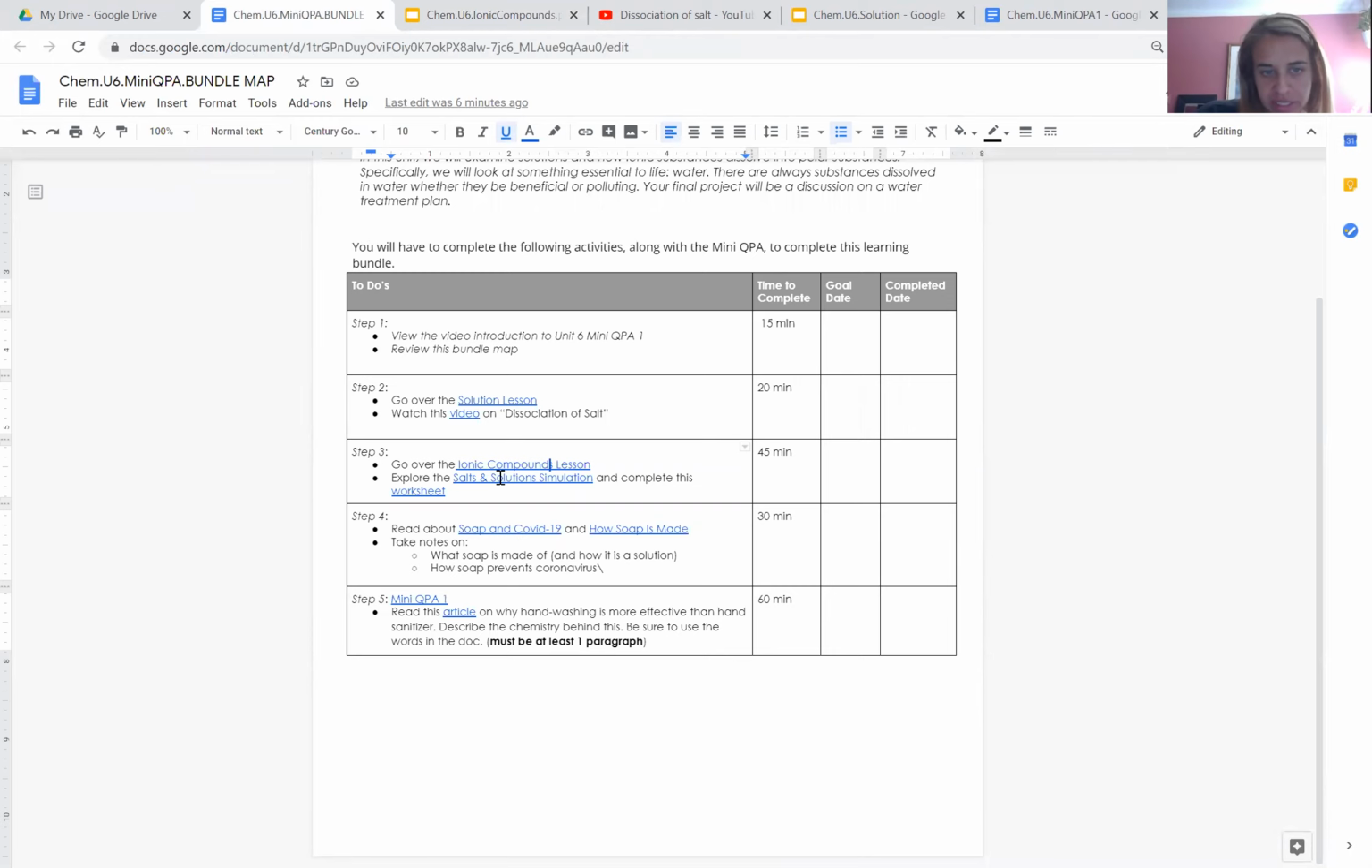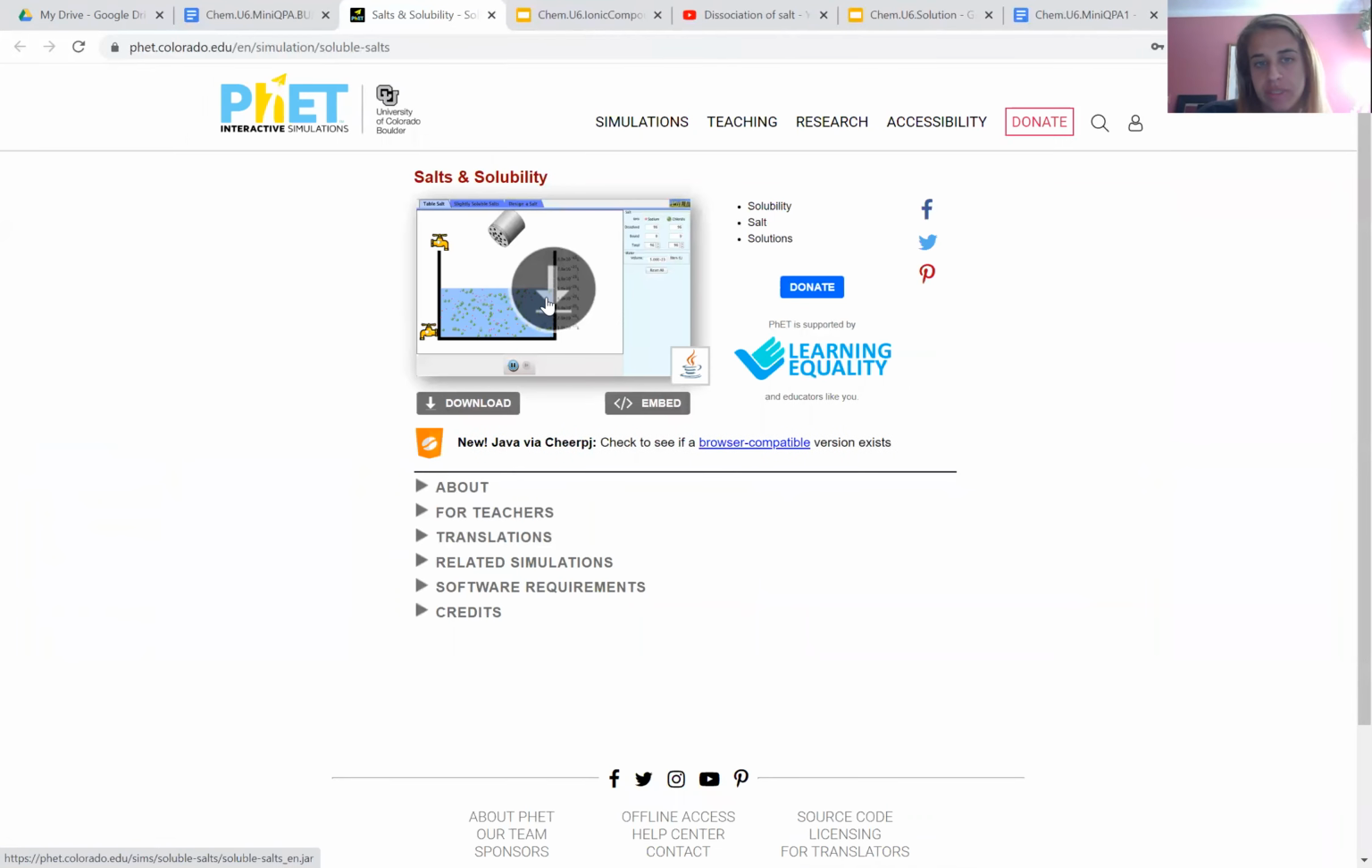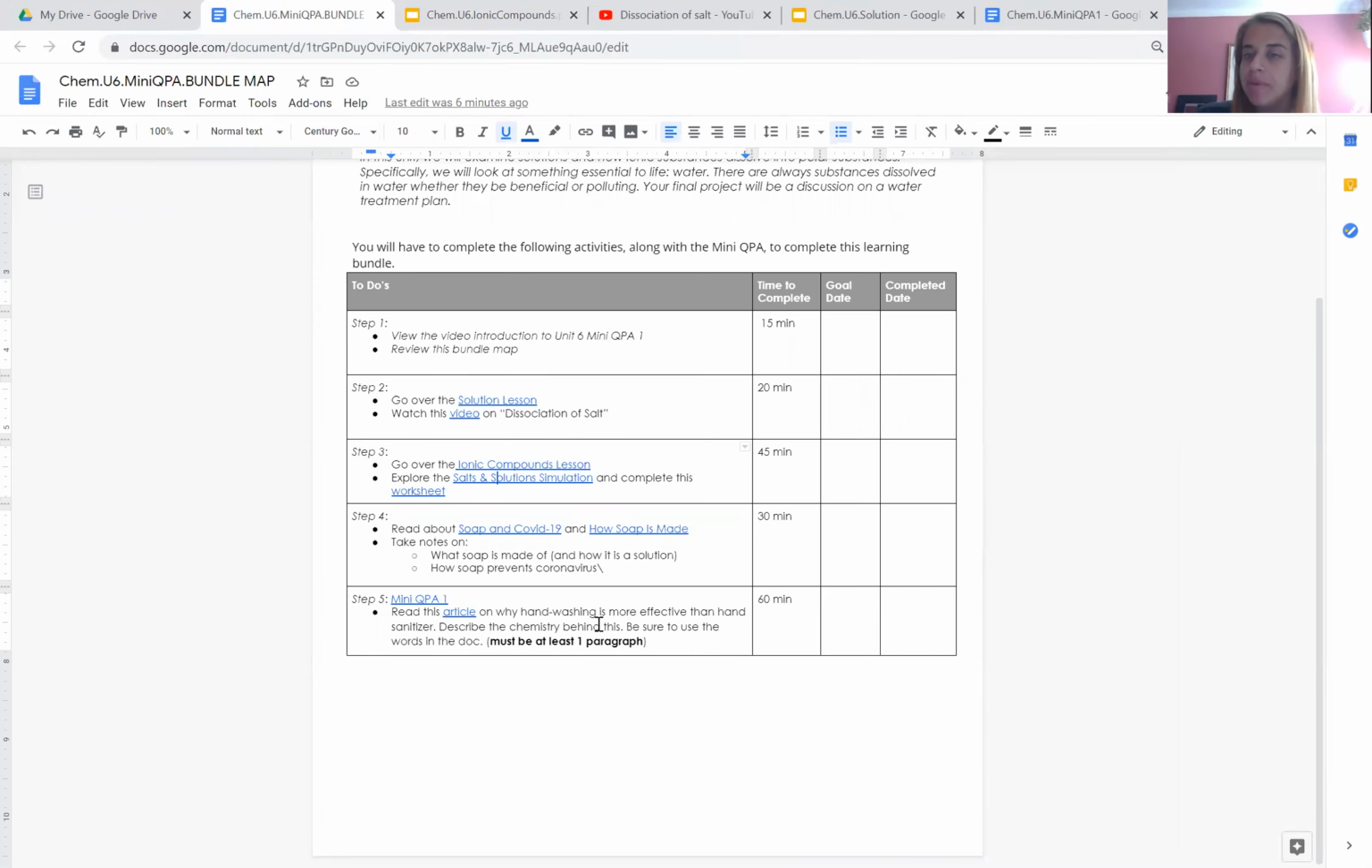Then we also have a simulation, salts and solutions, and you complete the corresponding worksheet. Make sure that you play this. It's a fun little game about what salts and solutions mean and what adding more concentration does.